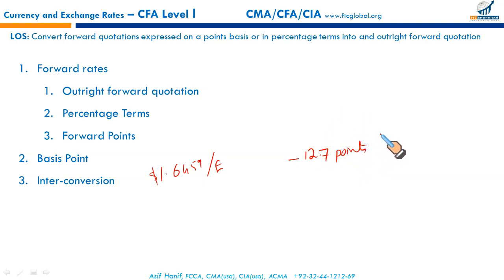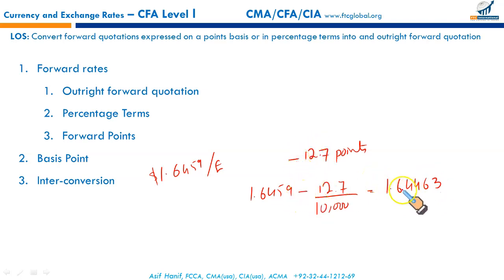Now let us convert them into an outright forward rate. So what you're going to do: 1.6459, since it's negative 12.7 basis points, you need to divide it by 10,000. So when you net this off, you will get 1.64463. So this is your outright forward rate. Had it been a premium, you would have added this. So this is how you convert your spot rate into forward, by adding or deducting the basis points of premium or discount on the spot.